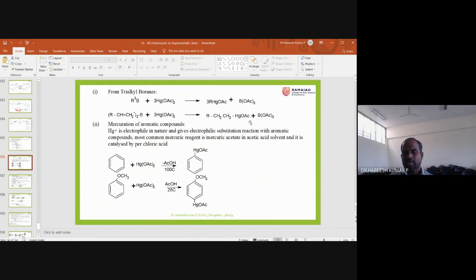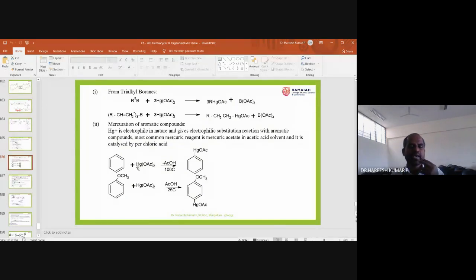Alkyl mercuric acetate is an organometallic compound. Now, I think you are aware of the electrophilic substitution reaction. Similar to the electrophilic substitution reaction, there is mercuration. If mercury is added to an aromatic compound, it's called mercuration. If mercury is removed from the organic compound, it's called demercuration.